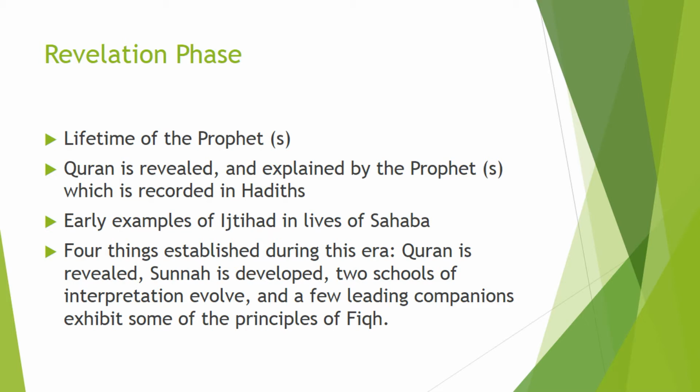So 2 main things happen in this period. Over 23 years, the Quran is revealed and the Prophet ﷺ explains it and presents the details of it. That is called the Sunnah, and the Sunnah is recorded in the Hadiths, right? Hadith means a narration in which we get information about the Sunnah. So the Quran is revealed and the Prophet ﷺ explains the Quran. So the Quran tells us to pray. The Prophet ﷺ showed us how to pray, when to pray, how many rakats, what the movements are, what to say. That is all found where?